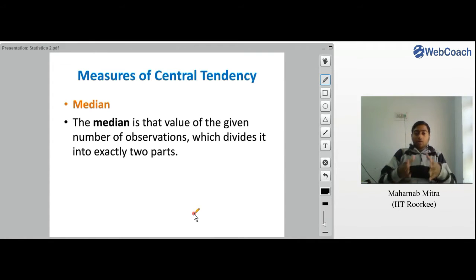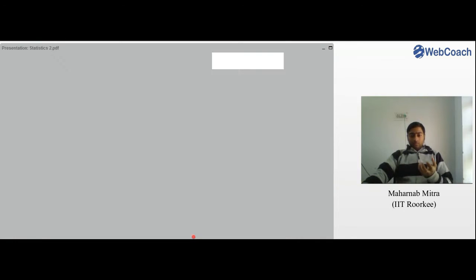But be careful, when we are finding the observation which occurs in the middle, we must first arrange the data in an ascending order or a descending order. If we are arranging in a certain order, then only we can find out the central value or the median.